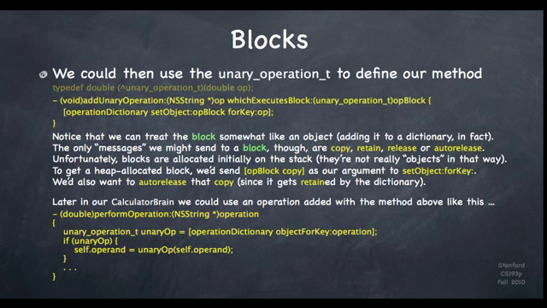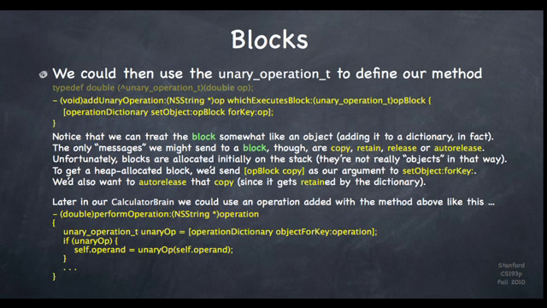Okay? So if we had this method, addUnaryOperation, how would we use it? Well, of course, we would go down to performOperation in our calculator brain, which is a method you're very familiar with. It's the thing that says if operation equals square root, then do this. Else if operation equals plus minus, then do this. Well, probably at the top of the method, we would say unary_operation_t unaryOp equals operationDictionary objectForKey operation.